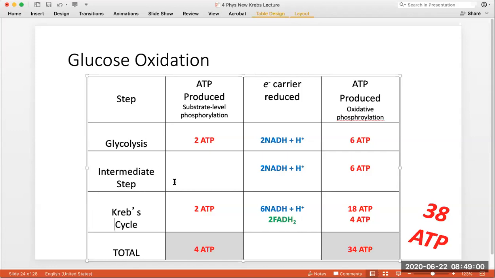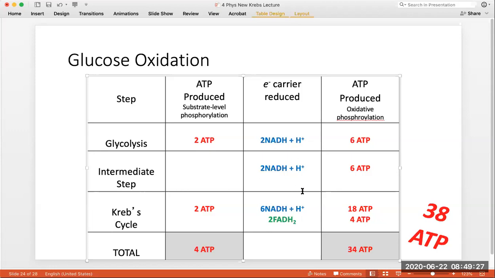So each pyruvate is going to get moved into the mitochondria. That's going to give you 2 turns of the Krebs cycle. Each turn of the Krebs cycle makes 1 ATP. So 2 turns of the Krebs cycle, you make 2 more ATP. Again, this is substrate level phosphorylation. But for each turn, you make 3 NADH plus H plus and 1 FADH2. 2 turns of the Krebs cycle means 6 NADH plus H plus and 2 FADH2.